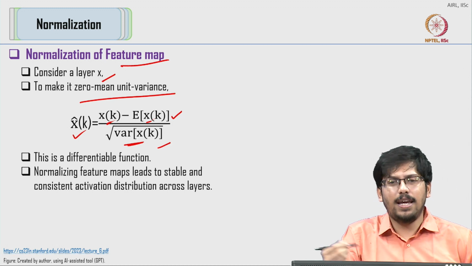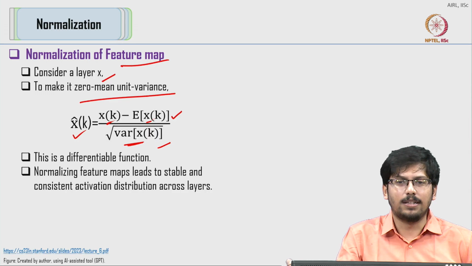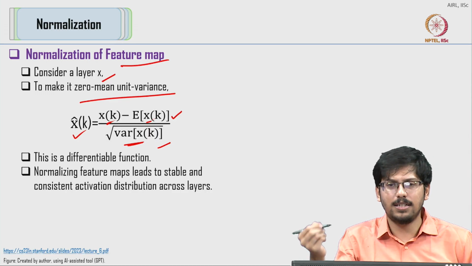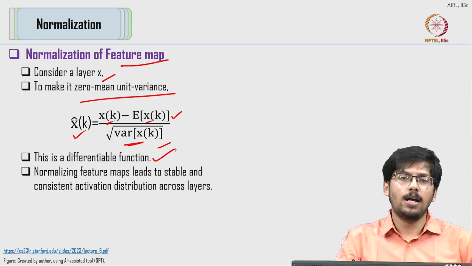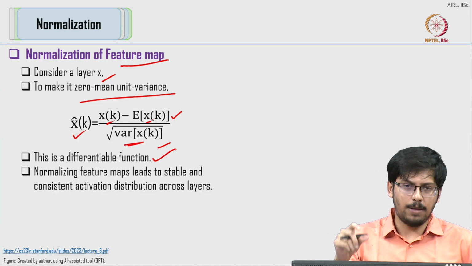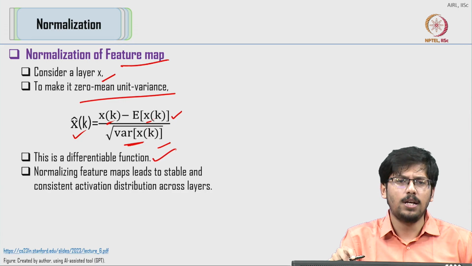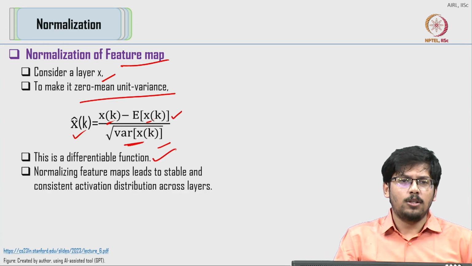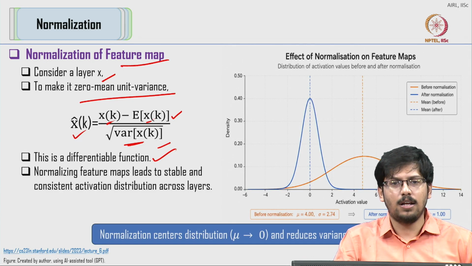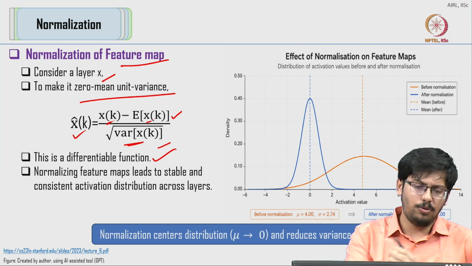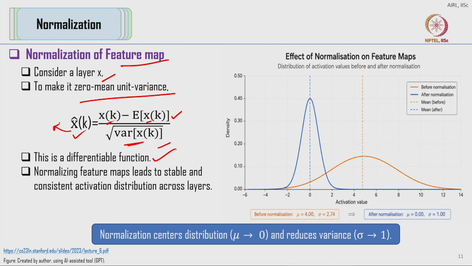K could be the kth layer, it could be the (k minus 1)th layer. Essentially it could be any layer, we are interested in the feature map per se. This operation is differentiable, so it could be put in as part of either an MLP or a CNN backbone. Normalizing the feature map leads to a more stable and consistent activation across the layers. Why is that? Before we proceed, let's give this operation a name, Z normalization. So let's call it a Z normalization block.